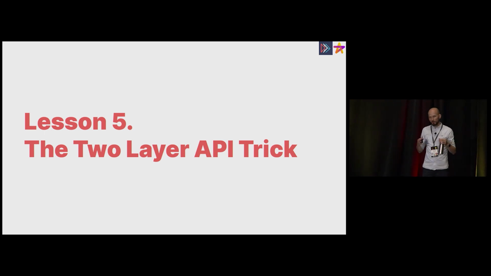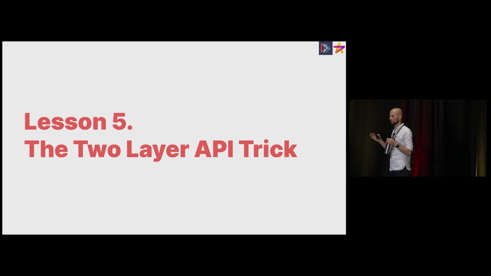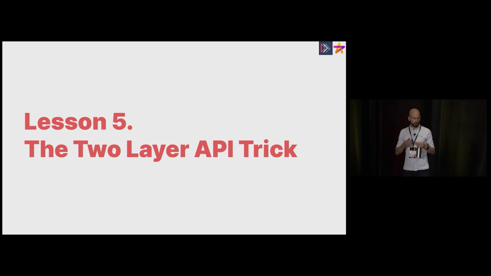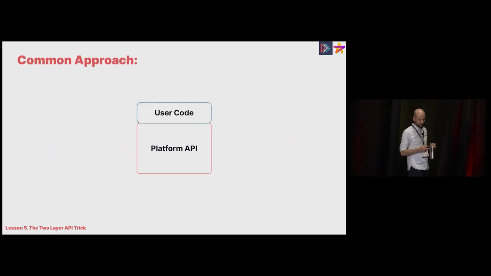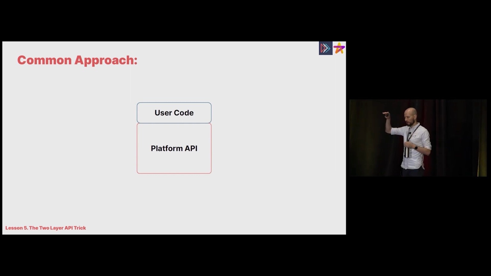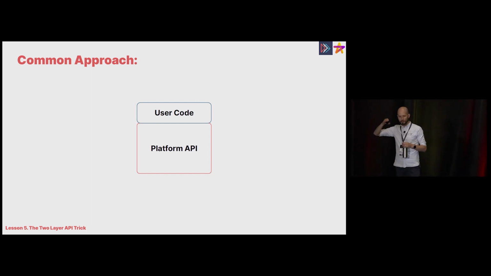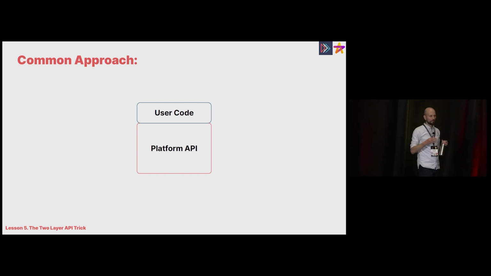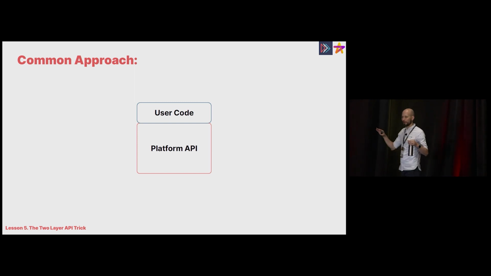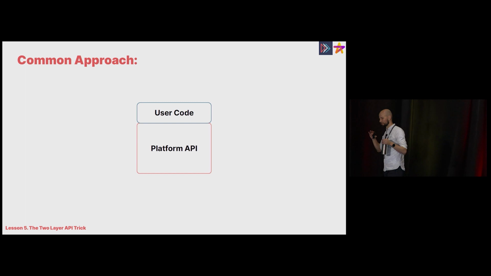Lesson 5 is effectively taking what I just said to the extreme and thinking more holistically about what you're trying to build out in terms of processes. I term it the 2-layer API trick. As a platform team, it was very common and tempting as an engineer to think about a usual sandwich diagram, where you have your user code and then some sort of platform layer underneath. It's one single unified platform layer that has all the APIs that all your users might ever want to use and need.